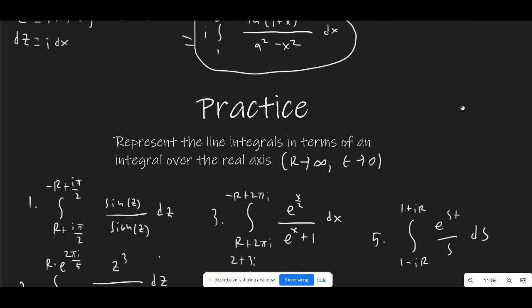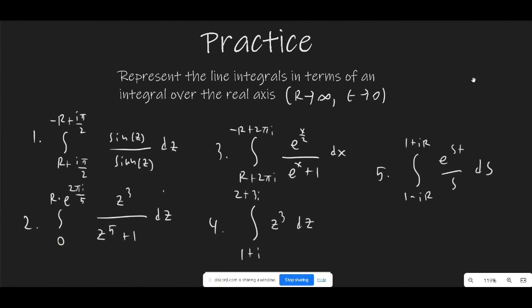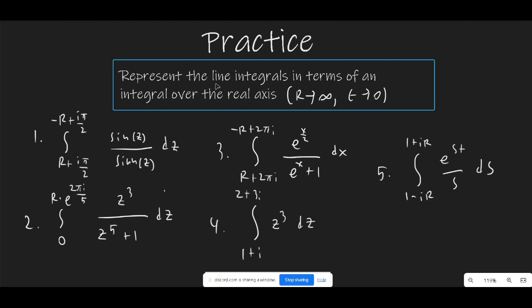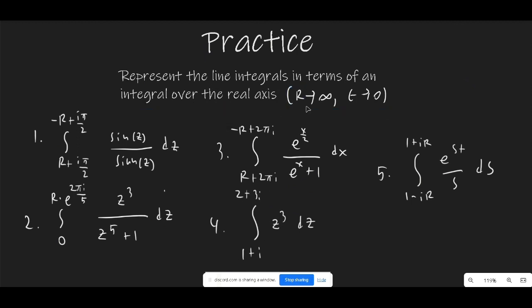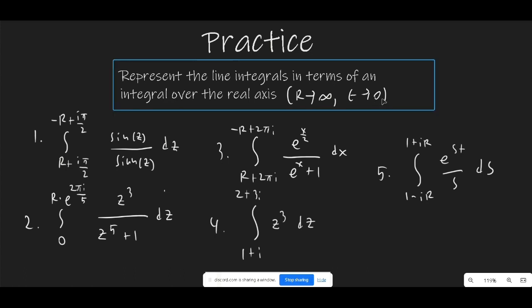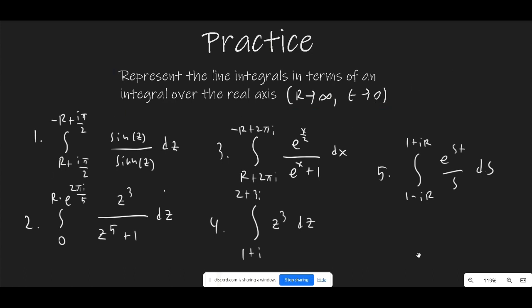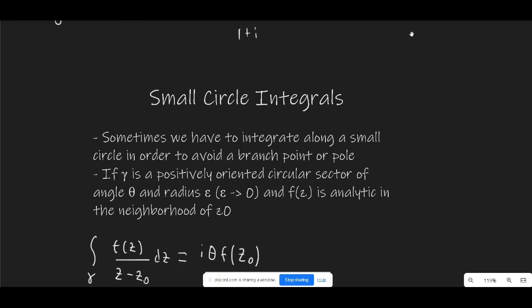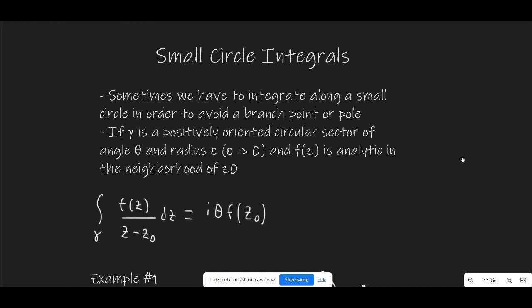So now let's go ahead and look at some practice problems. For these practice problems, you don't actually have to evaluate the integrals, you just have to represent the line integrals in terms of an integral over the real axis, remembering that r goes to infinity and epsilon goes to 0. So here are our 5 examples right here. Alright, hopefully you were able to figure out all those practice problems. Let's go ahead and move on to the next topic.